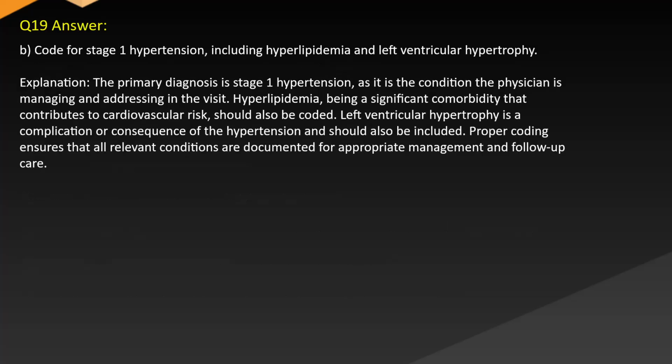Answer. B. Code for stage 1 hypertension, including hyperlipidemia and left ventricular hypertrophy. Explanation. The primary diagnosis is stage 1 hypertension, as it is the condition the physician is managing and addressing in the visit. Hyperlipidemia, being a significant comorbidity that contributes to cardiovascular risk, should also be coded.